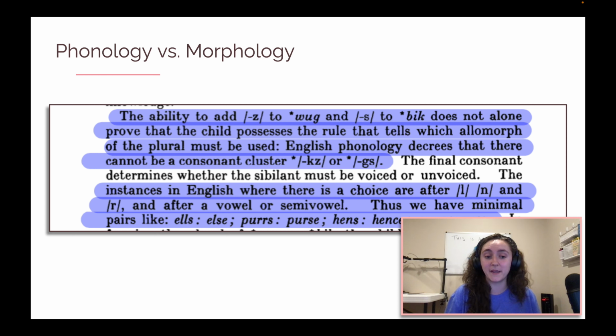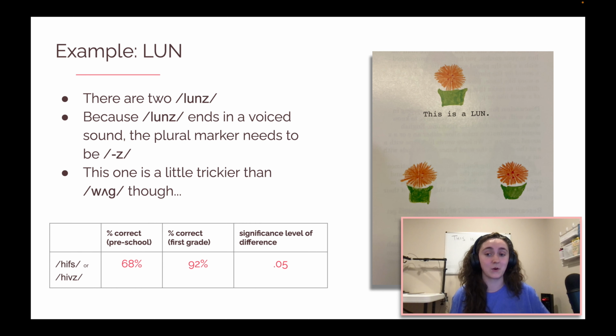So we have minimal pairs like Ls and else, hers and purse, hens and hence, pews and puce. So in these cases, we could just take hens and hence, for example. You have an N sound at the end, but you're able to put an S or a Z. Both of them are allowed according to phonology. So if you make up a nonsense word like loon, like the flower loons, you could expect that some of the children might put an S sound because the phonology says that they can. So are they going to do that?